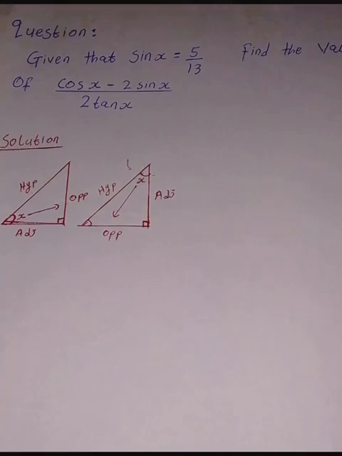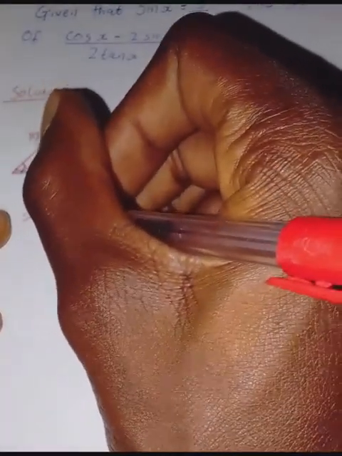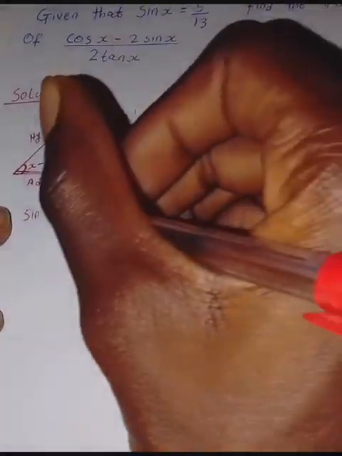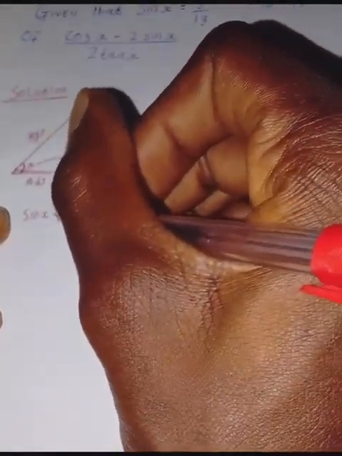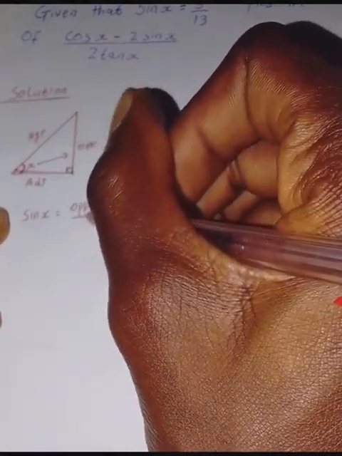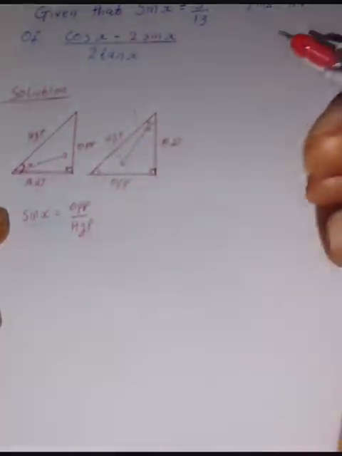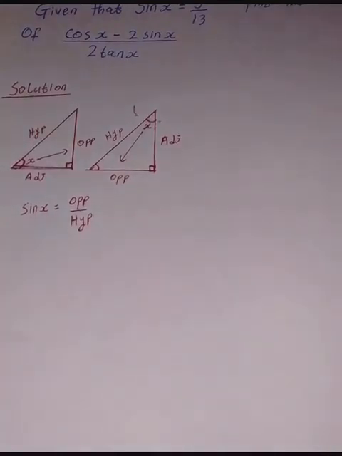So that's the first thing here. And they ask us to find, given that sine x equals 5 over 13. Now let's look at something here. When we have sine x, sine x means opposite over hypotenuse. Opposite over hypotenuse. So that's the meaning of sine.